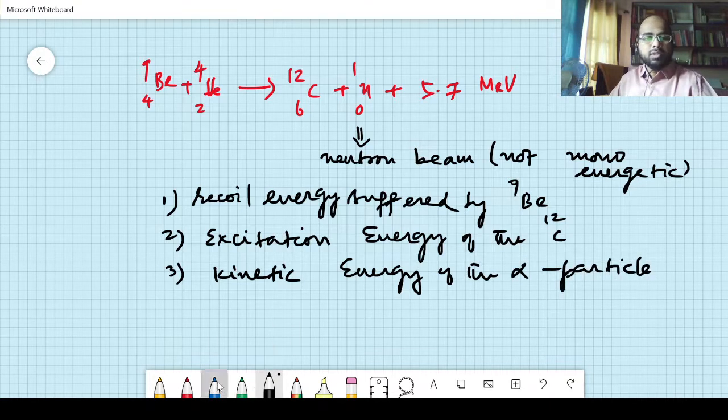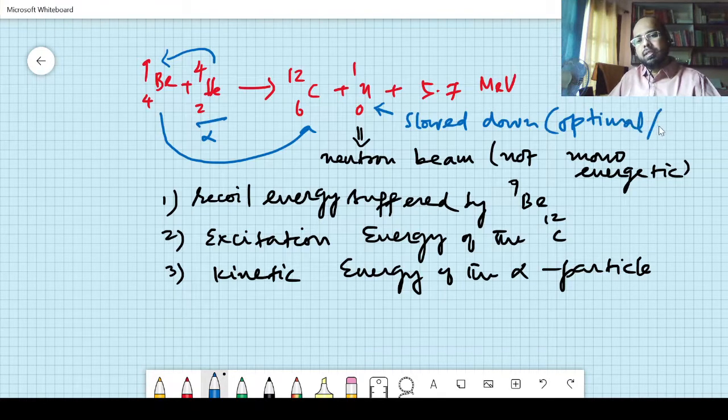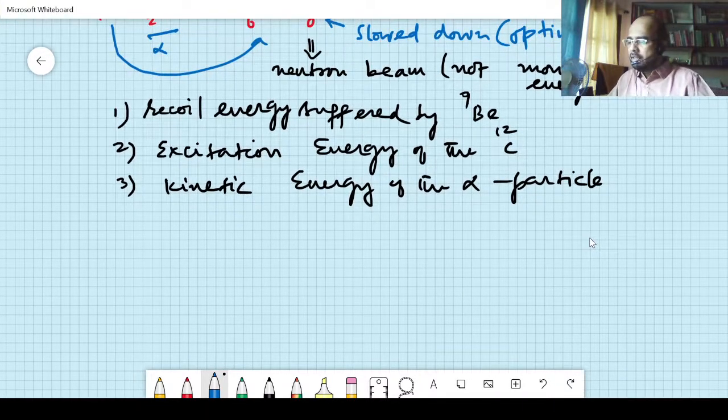Okay, as you can see, we have the alpha particle, so it has to be with some energy. It is bombarded with that, and then you get a carbon 12 with a lot of neutrons with some kinetic energy. So these neutrons are slowed down, and we get the optimal ones, and we call them the thermal neutrons. Optimal means what is required for us, that we are going to take up. Okay, so these three factors decide the energy of these thermal neutrons.